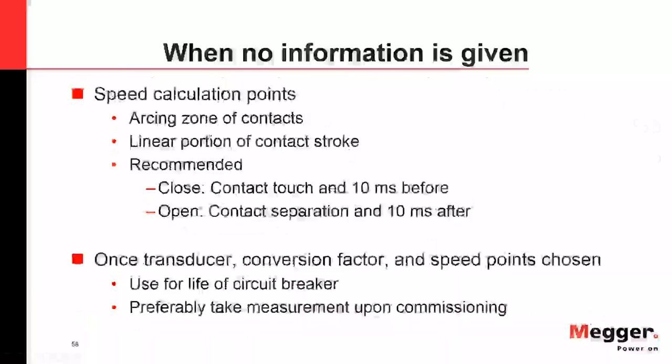Most important here: once you choose the transducer, conversion factor, speed calculation points and all this, use them for the life of that circuit breaker, because you want to be comparing and trending the same things over time. So preferably do this in a known good condition, especially at commissioning. Even if you have the manufacturer come out and commission that breaker for you, it might be good to go out and get your own measurements just for future reference data as well.